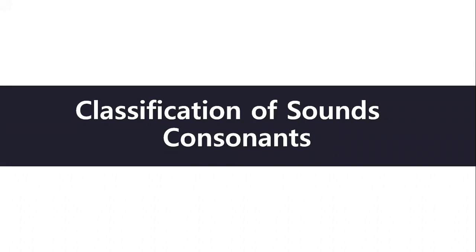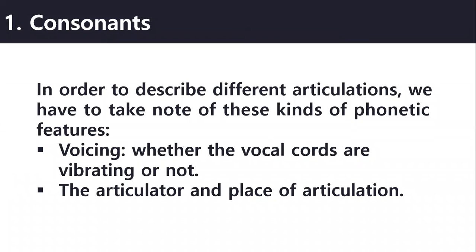Classification of sounds, consonants. A speech sound made with the manipulation of the airstream is articulated, as we have established in the previous course. In order to describe different articulations, we have to take note of these kinds of phonetic features. First, voicing, whether the vocal cords are vibrating or not, and second, the articulator and place of articulation.